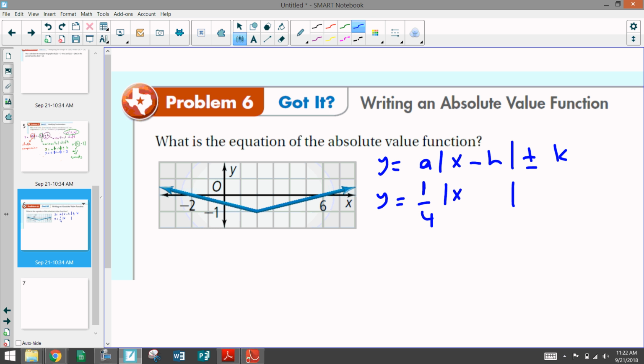Okay, let's start with the easy one, k. Up or down? The graph went how many units down? 1 unit down, right? It used to be here, went 1 unit down. So that makes negative 1.